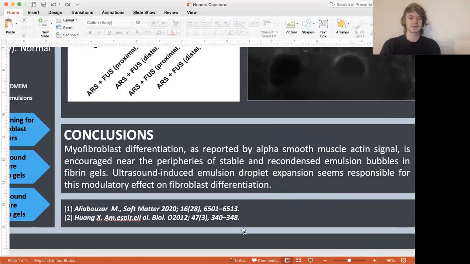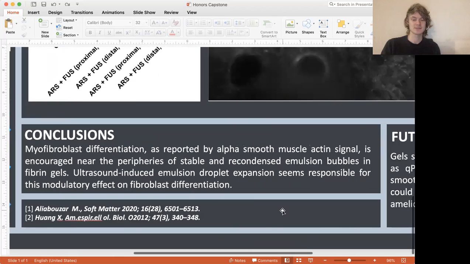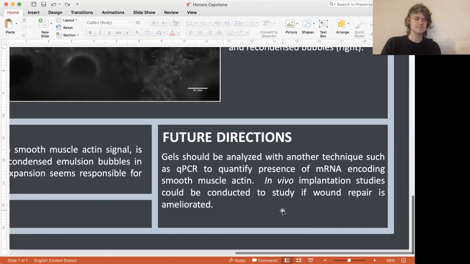And all this led to the conclusion that myofibroblast differentiation, at least as it's reported by alpha smooth muscle actin signal, is enhanced near the peripheries of these emulsion bubble events. And it seems to be that the ultrasound-induced droplet expansion is what's responsible for this effect. So this is very exciting. If we can get more robust data on this, then we could be looking at a possible therapeutic method. You're able to maybe implant these, expose the hydrogels to ultrasound, and heal hemorrhaging, internal lesions, things like that.